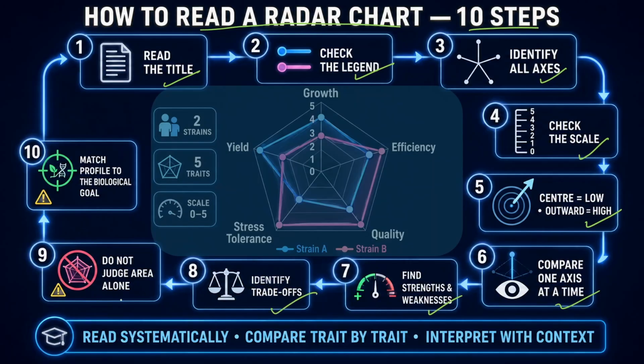Ninth, never judge the enclosed area alone. Tenth, match the complete profile to the biological goal. So read systematically, compare trait by trait, and interpret the chart within its biological context. Following these 10 steps helps us reach a clear and careful conclusion.